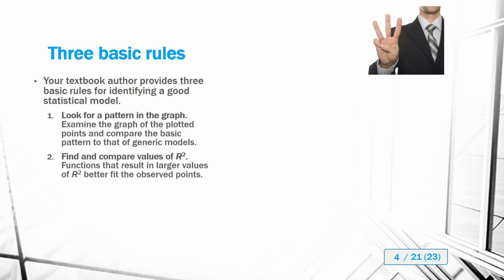Next, we find and compare values for R squared. Because typically we don't know what type of model will actually fit our data best, we're going to be making multiple models from different types, and then we're going to be comparing R squared values. Functions with the larger R squared value have a better fit, and so those are the ones that we're going to favor. And then third, you need to use common sense.